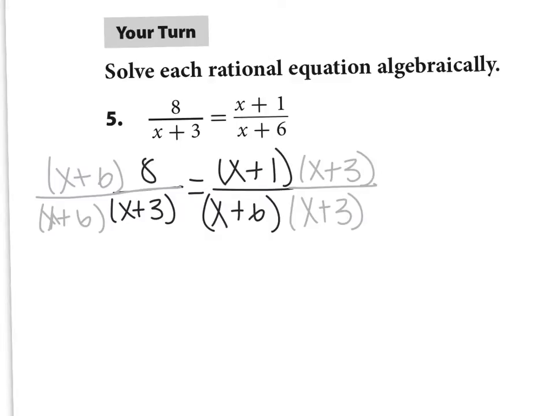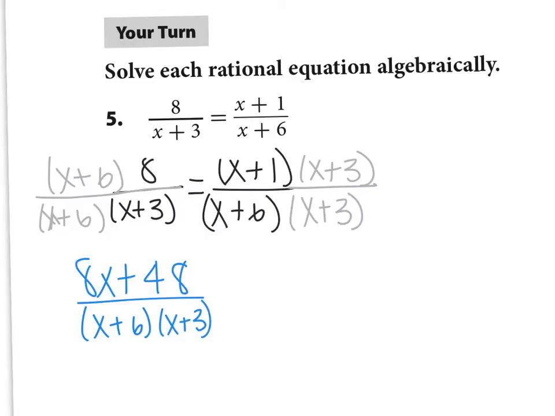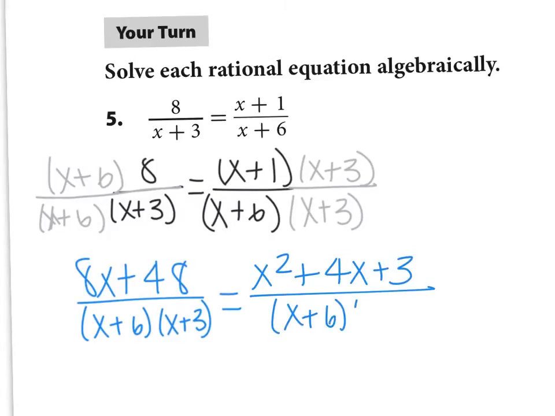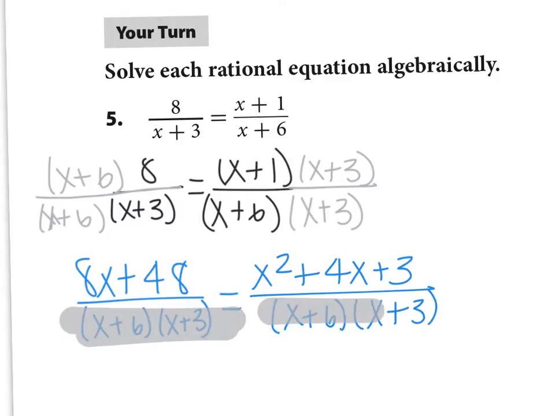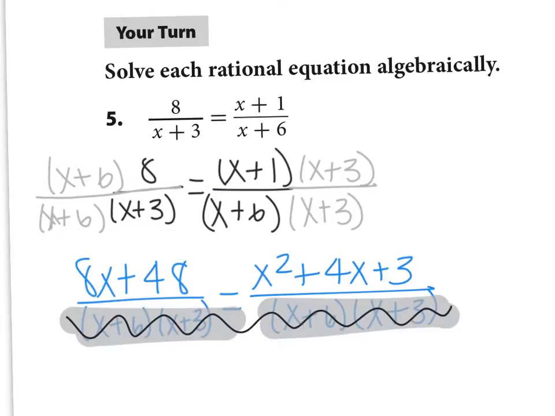So I can go ahead and multiply out the top part. So x plus 6 times 8 is going to be 8x plus 48. Over, I'm going to leave this as x plus 6 times x plus 3. And that equals, over on the right side, I have to FOIL. x plus 1 times x plus 3 is x squared plus 4x plus 3 over x plus 6 times x plus 3. So notice that my two denominators are identical. So since my denominators are identical, I can actually ignore them, and I can just work on solving my numerators.